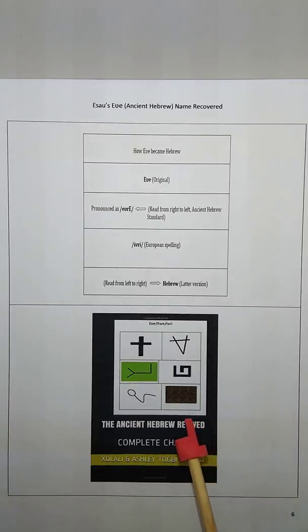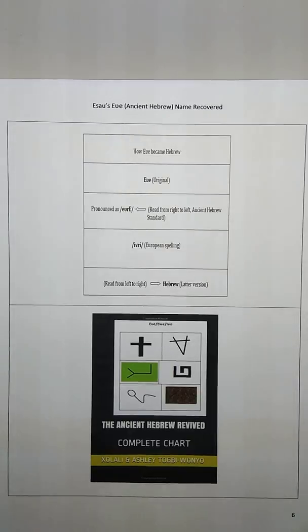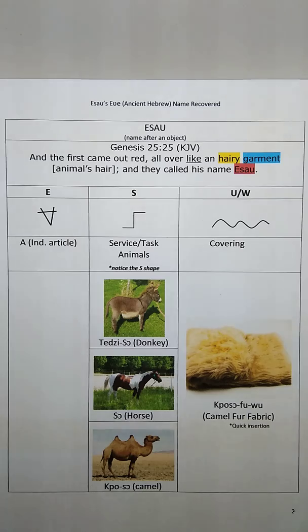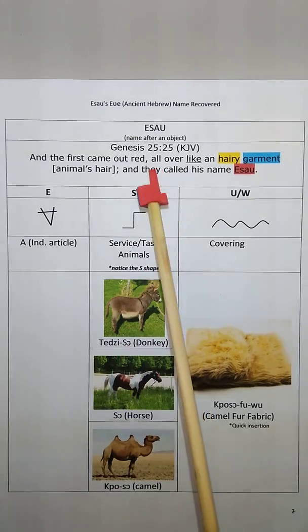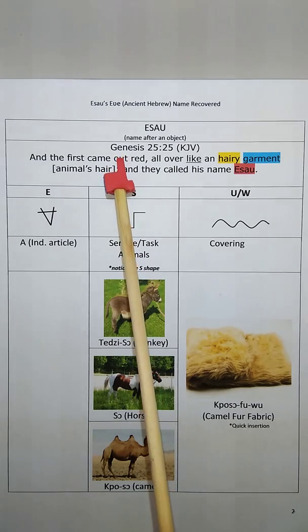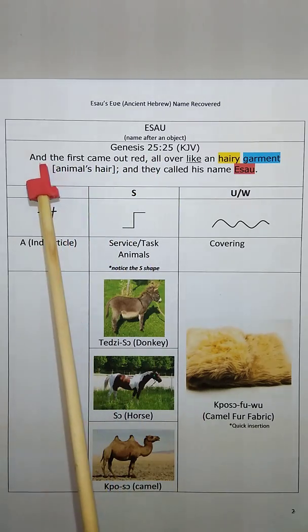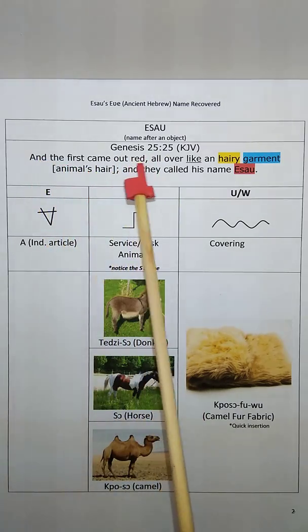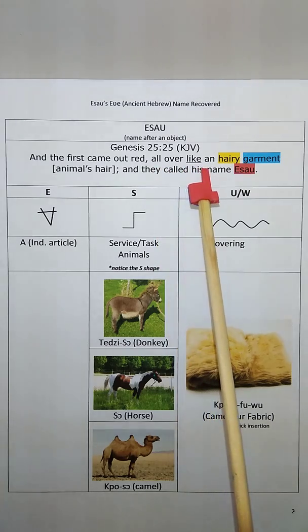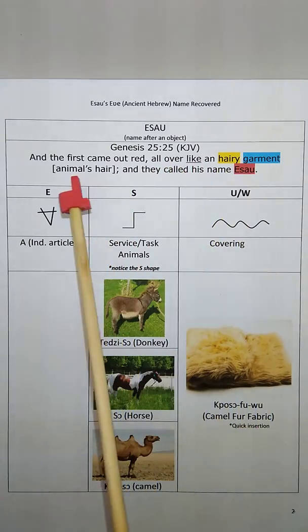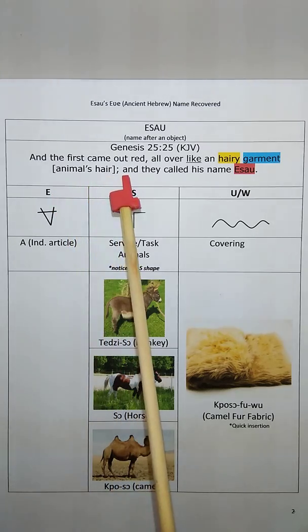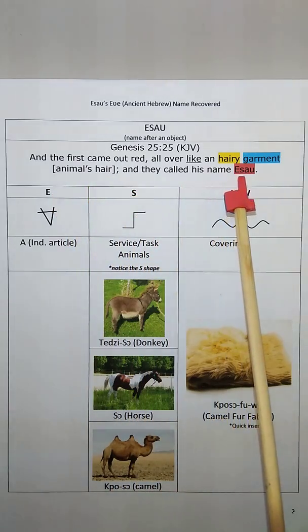And this is the ancient Hebrew revived complete chart which we are using to detail these revelations to you. Concerning Esau, we read in the book of Genesis, chapter 25, verse 25, from the King James Version: "And the first came out red all over like an hairy garment, and they called his name Esau."